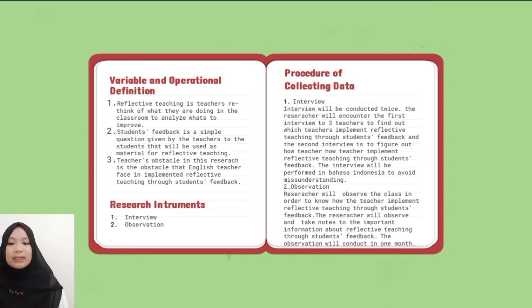The next is research instrument. The research instruments in this research are interview and observation. The next is procedure of collecting data. The first is interview. Interview will be conducted twice. The researcher will conduct the first interview with 3 teachers to find out which teacher implements reflective teaching through student feedback. And the second interview is to figure out how the English teacher implements reflective teaching through student feedback.